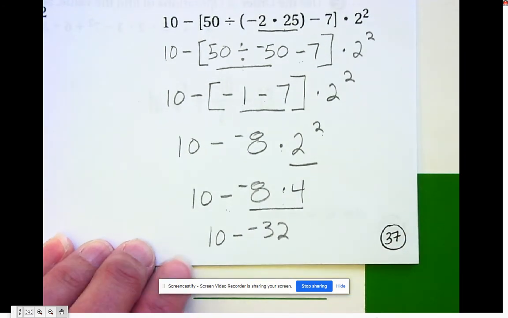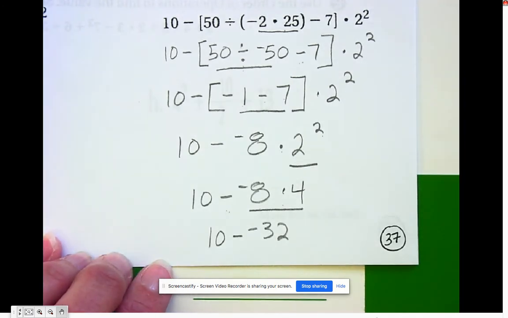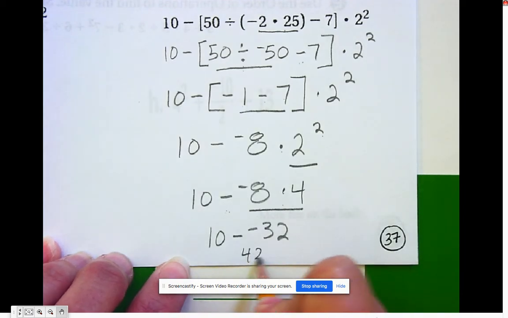The last thing I'm going to do is 10 subtract negative 32. I've got 10 positives, and I'm taking away 32 negatives. I need a lot of zero pairs. When I take all those negatives off, I'm going to get even more positives. It should be positive 42.